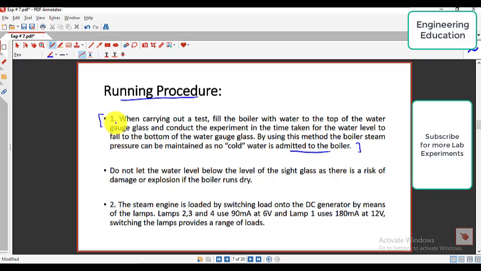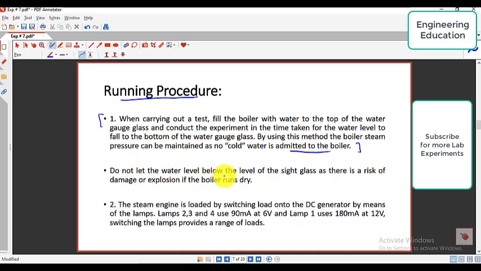During the experiment, water is not allowed to feed to the boiler because the experiment is affected and the readings which we will take will be affected. So during performing the experiment, water is not permitted to add to the boiler.